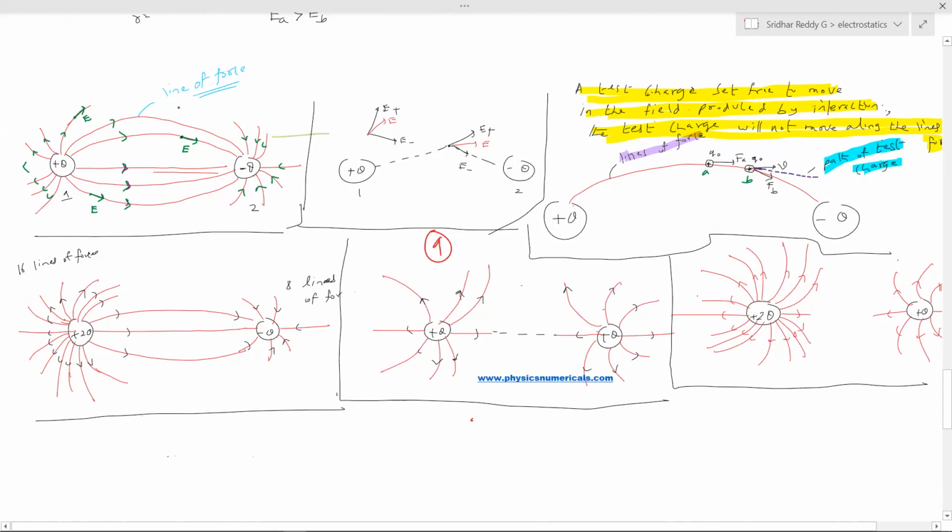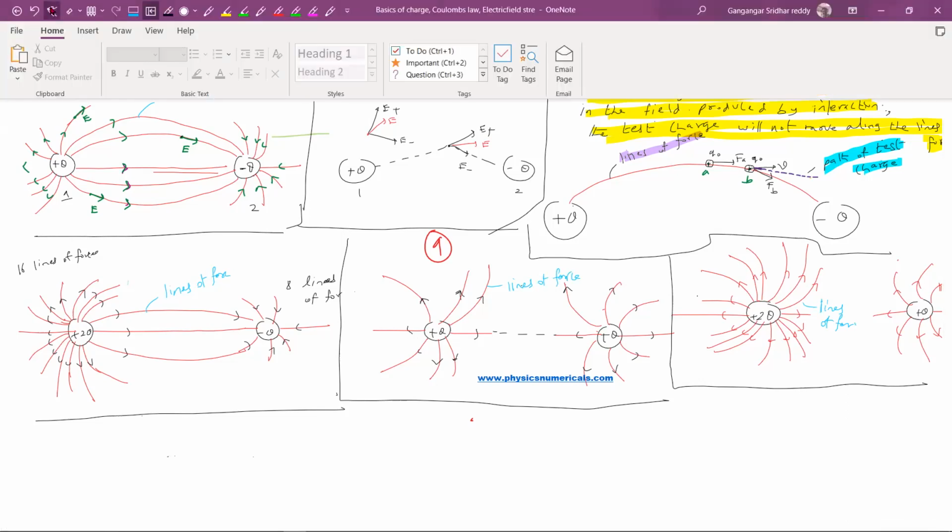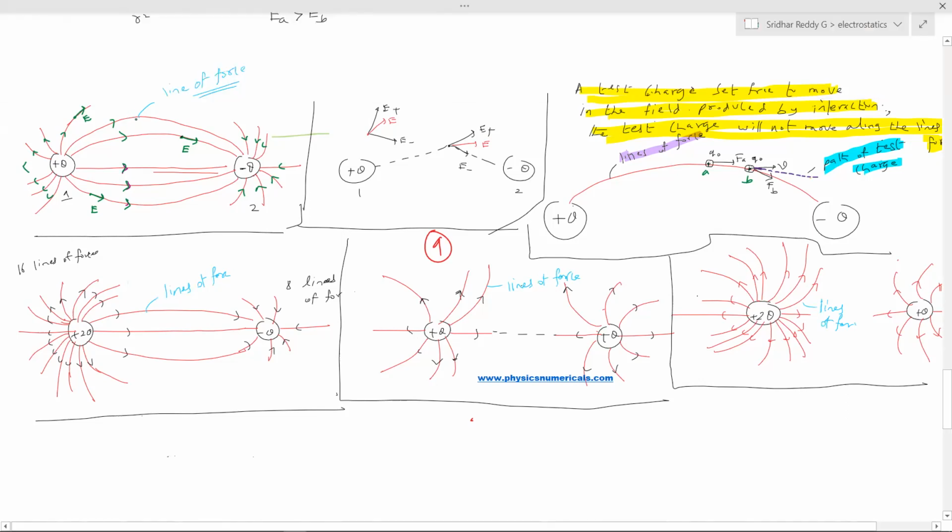What I should call them as lines of force everywhere. This word is missing. Already is written, no? Okay, let me take again the pointer. So if you draw a tangent on the lines of force, what will it give? It will give the direction of E bar. How to predict now the direction of E bar if you know lines of force.